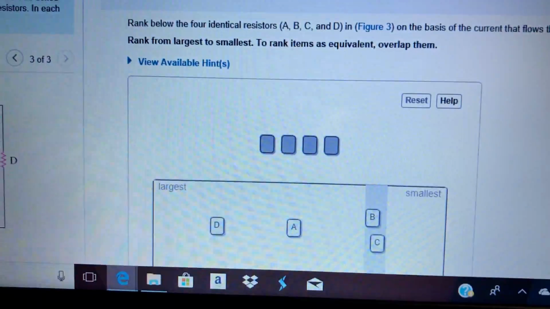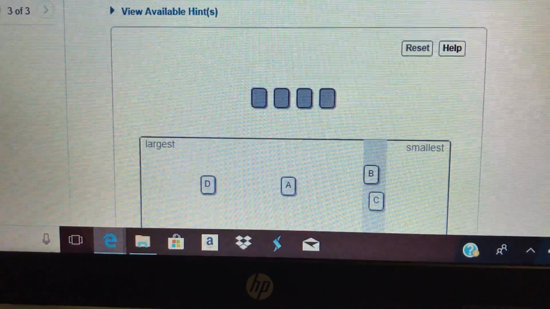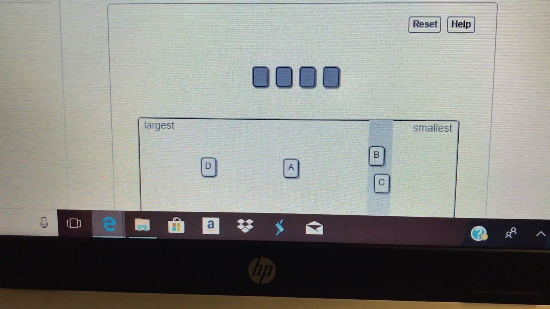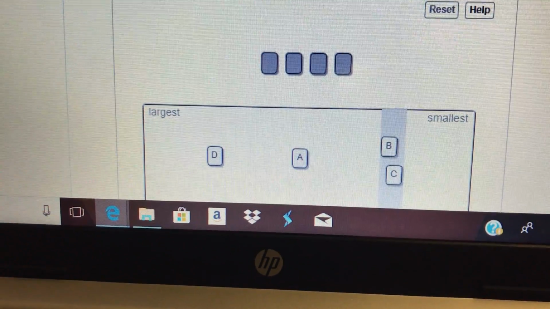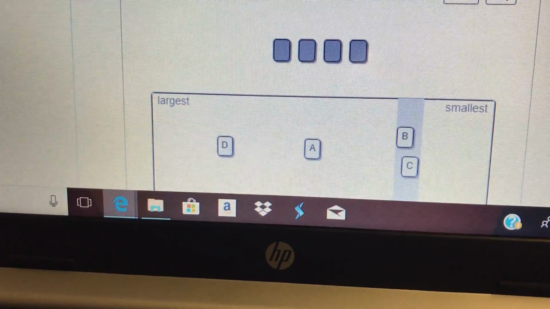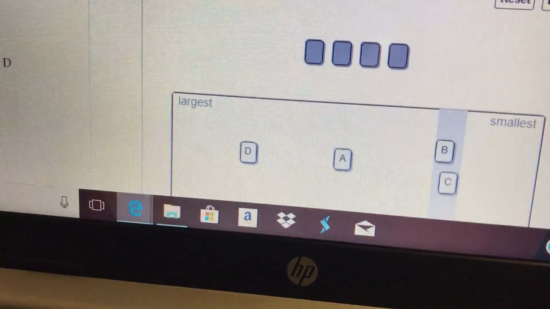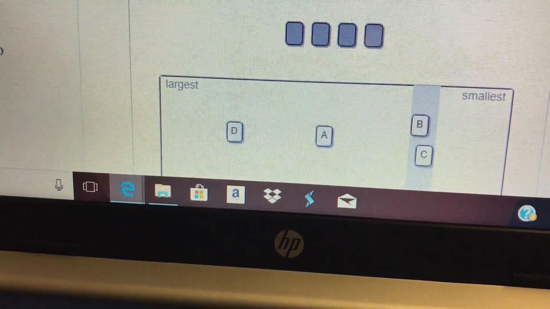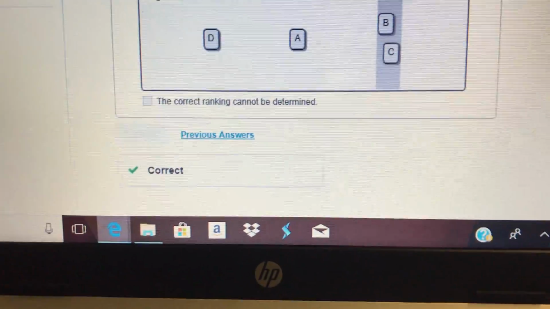Okay, so I will put ID to the very left, which is the largest, and then IA in the middle, and IB and IC on the right, and IB and IC overlap because they are equal to each other. And that answer is also correct.